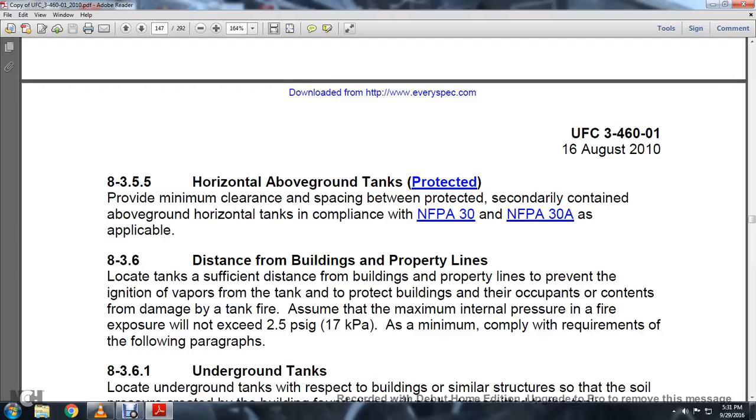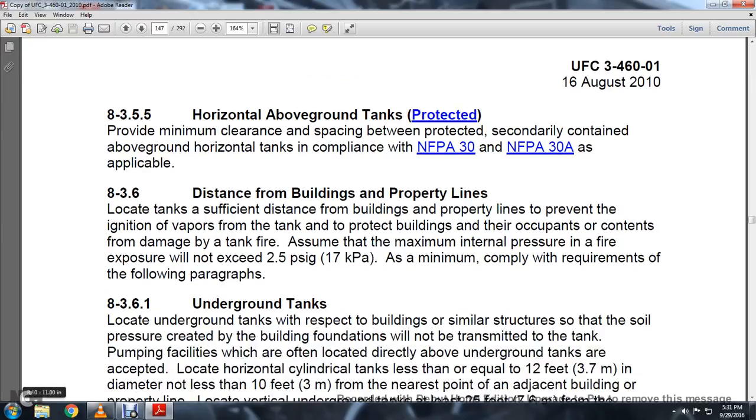8.3.6 The distance of the building and the property lines. Locate the tank a sufficient distance from the buildings or property lines to prevent the ignition of vapors from the tank, and to protect buildings and their occupants from damage by a tank fire. Assume the maximum internal pressure from a fire exposure will not exceed 2.5 psi. Gallons is a minimum; comply with the requirements of the following paragraphs.